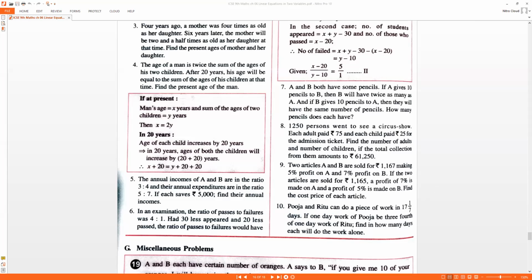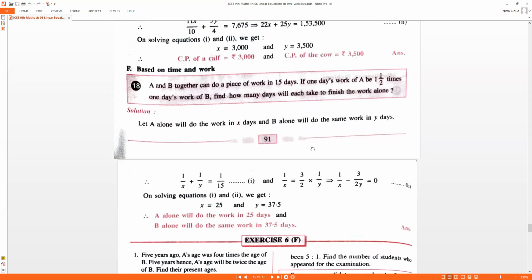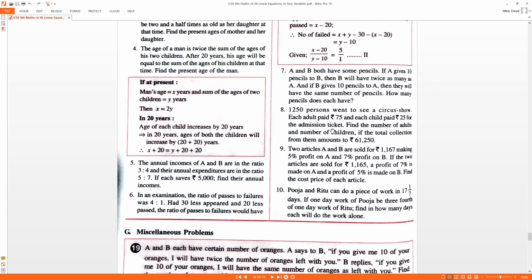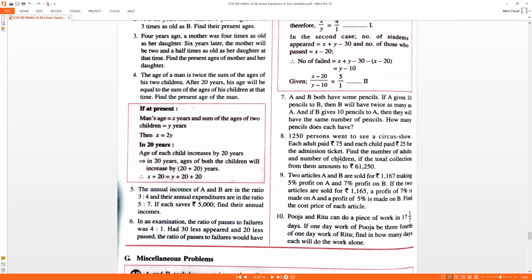Okay, so do you remember I explained this last time? I told you this is very important because you have to take the reciprocal, correct? So what you have to do is find the days in which Pooja and Ritu can do the work alone. So what will be x and y? Tell me. Number of days in which Ritu can do her work, or Pooja can do her work. Correct.